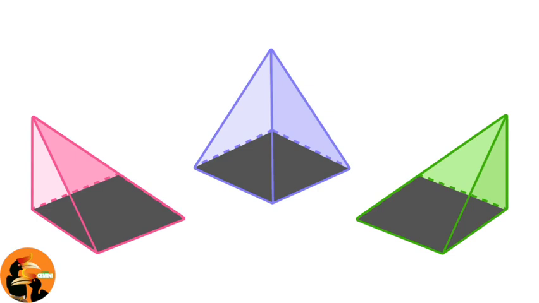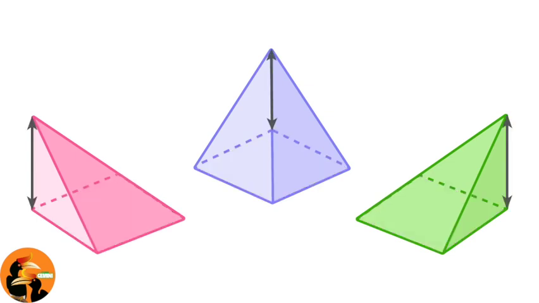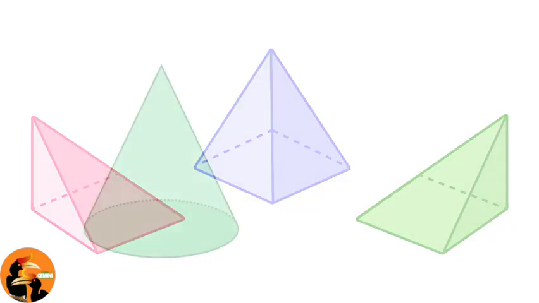Each pyramid's base is one of the cube's faces, and each pyramid's height is the same length as one of the cube's edges. And since we have 3 identical pyramids, they should each have the volume of 1/3 the volume of the cube. Look at this cone.